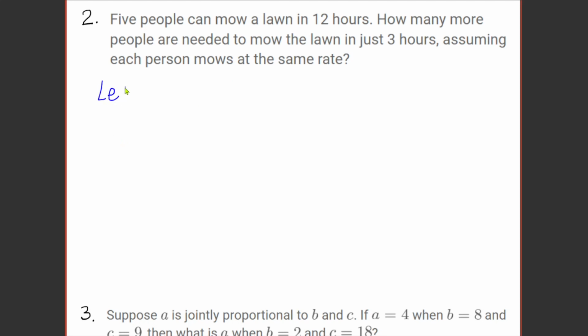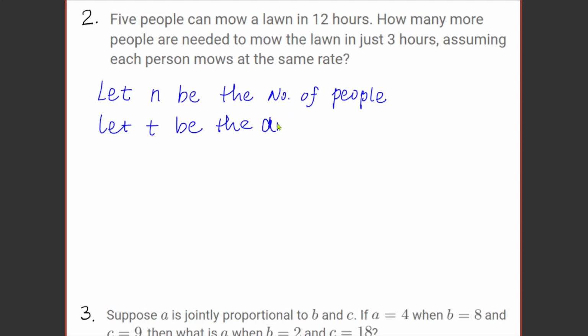So if we let N be the number of people and let T be the amount of time, then we know N times T equals 5 times 12, which is 60, must be a constant, right?